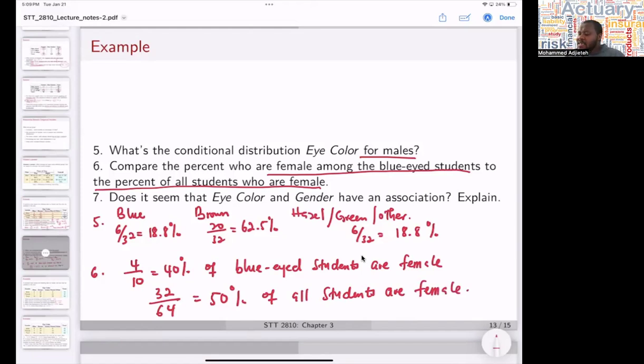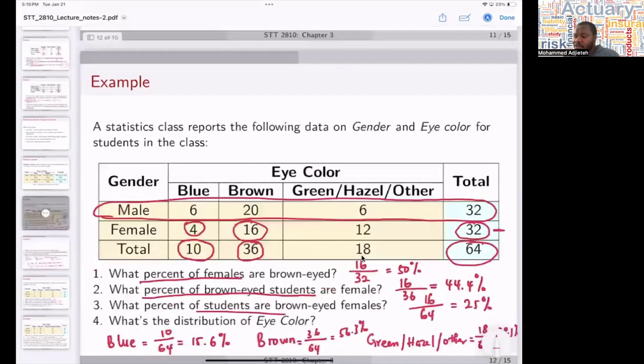And then let's answer the last one. The last one is question 7. It's asking: does it seem that eye color and gender have an association? Let's try to do that. So eye color and gender has an association.